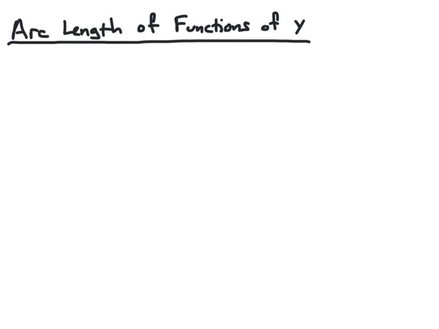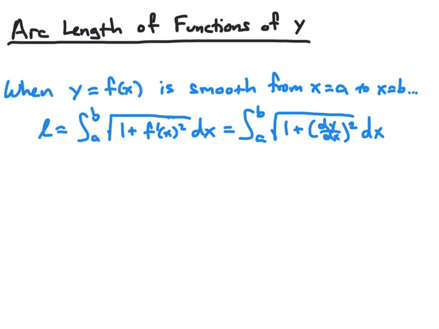In this video, we're going to look at how to find the arc length of a smooth curve, which is given by a function of y instead of a function of x. We already know that if we have a curve that is described by an equation y equals f of x, which is a function of x, and that curve is smooth between points corresponding to x equals a and x equals b, then we can compute the length of that portion of that curve by computing the definite integral from a to b of the square root of 1 plus the derivative squared dx.